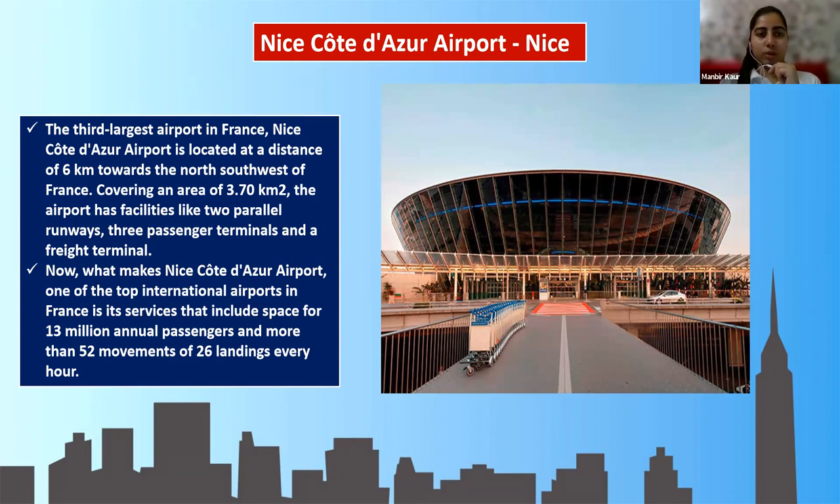So this airport is located at a distance of 6 kilometers towards the north-southwest of the France, covering an area of 3.70 km². So the airport has the facilities like 2 parallel runways, and they have 3 passenger terminals and a freight terminal. Okay, and also this is one of the top international airports in France, that its services include space for 13 million annual passengers and more than 52 movements of 26 landings every hour. So you can imagine that every hour 26 aircraft land at this international airport.